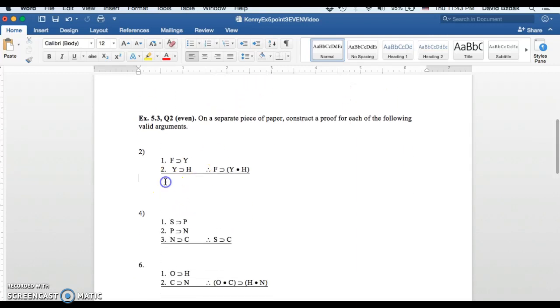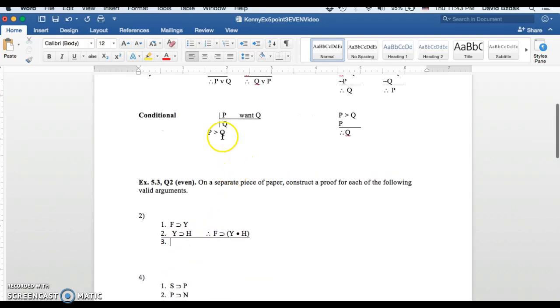All right. So when your conclusion, like in number 2 here, is a conditional, right? The main operator is a conditional. So whenever you're trying to derive a conditional, you can use conditional introduction. When you do conditional introduction, you always assume the antecedent of the conditional you want to derive. So we'll indent, we'll put that vertical line, and we'll assume F. And then we want Y and H. Okay? So we assume the antecedent of the conditional we're trying to derive, and we want the consequent.